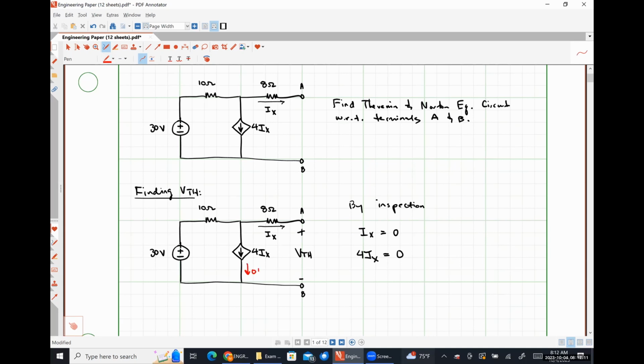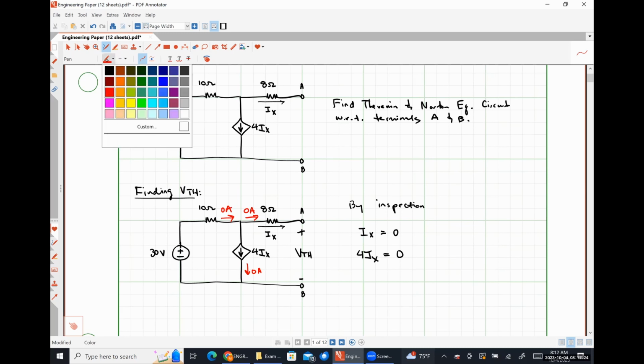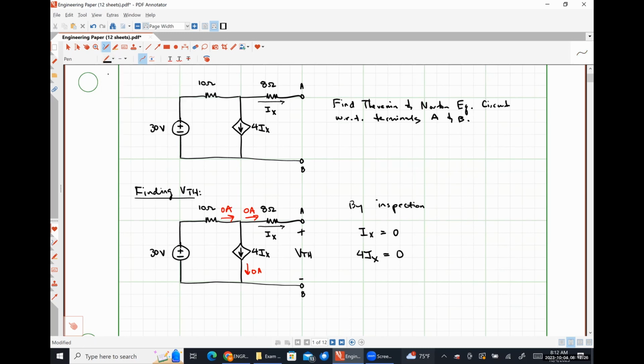So if this current is 0 amps and this current is 0 amps, what's the current flowing through the 10 ohm resistor? It has to be 0 amps. So taking all of these 0 currents into account, what is V Thevenin? Do Kirchhoff's voltage law around this loop. Positive 30 volts.